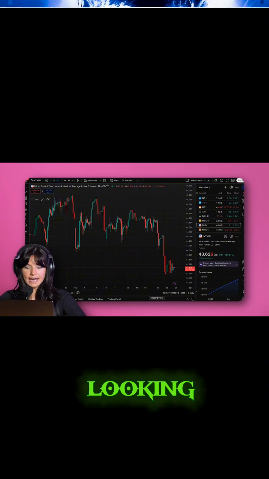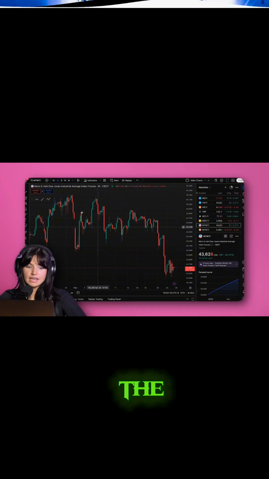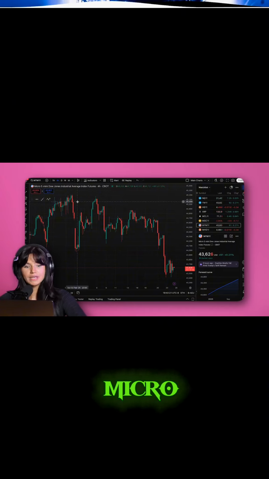So right now we are looking at the YM. This is actually the MYM. This is the Micro E-mini Dow Jones. This is a futures instrument, and this is the micro version of the Dow. So if you guys know what the Dow Jones is, it's an index, and through the futures market you are able to trade the indexes here, or the indices. All right, so we're going to start in the monthly time frame. So we're going to hit the M up here in the top left.